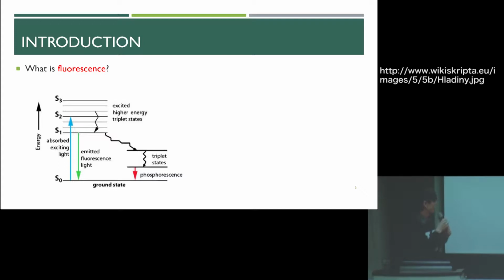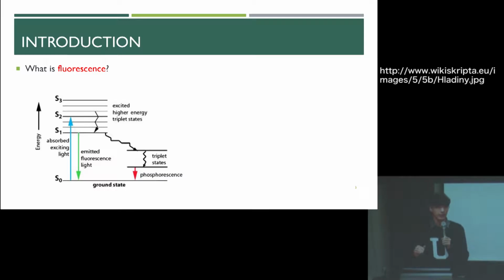So what is fluorescence? It is when the electrons absorb exciting light, they are excited to a high energy state, and it is unstable. So when they transfer back to the ground state, they release the energy in the form of light, and that is the fluorescence.